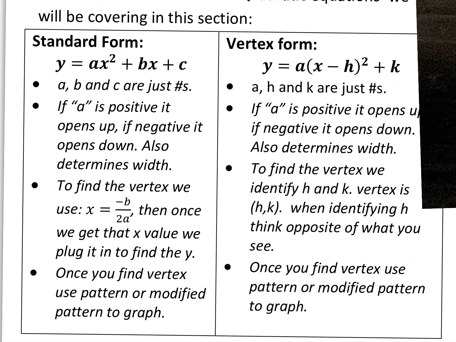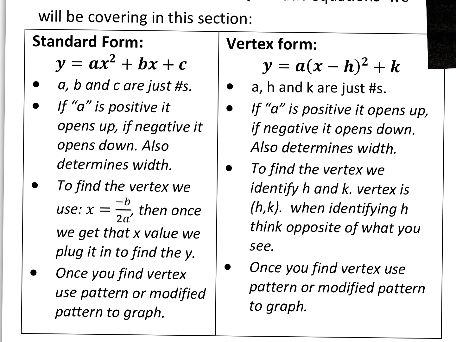Okay, so let's begin by reading it. In standard form, a, b, and c are just numbers. Over here in vertex form, a, h, and k are just numbers. Okay, the a value is in standard form, and the a value is also in vertex form. The a value is the same thing as what it used to be. The number out in front of the parentheses is the a value.